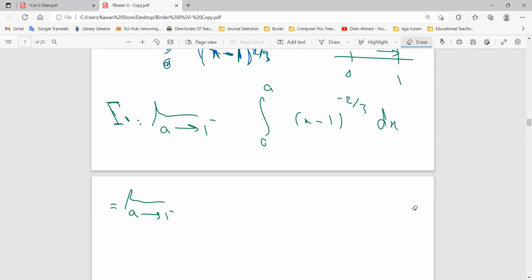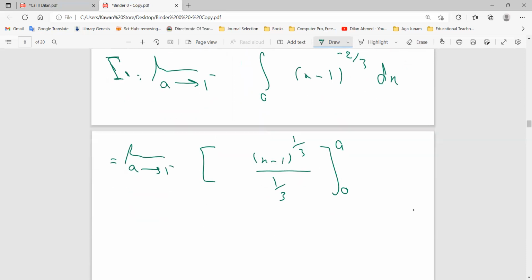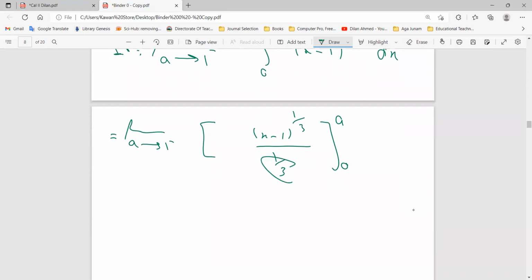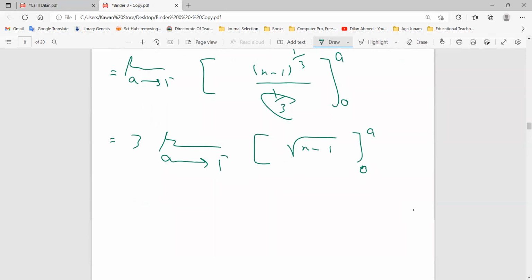1/3. Okay, so our result will be 1/3 (x minus 1)^(1/3) from 0 to 1. Am I right? And 1/3 in my mind is cubic root, and that one will come up. So I will get what? 3 times the limit as A approaches 1 of the cubic root of (x minus 1) from 0 to A. Understood?